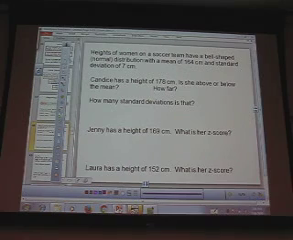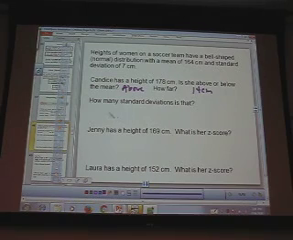Heights of women on a soccer team have a bell-shaped normal distribution with a mean of 164 centimeters and a standard deviation of 7 centimeters. Candace has a height of 178 centimeters. Is she above or below the mean? Above. How far above? 14 centimeters. How many standard deviations is that? Your z-score is 14 centimeters divided by the standard deviation, 7 centimeters. So your z-score is 2.